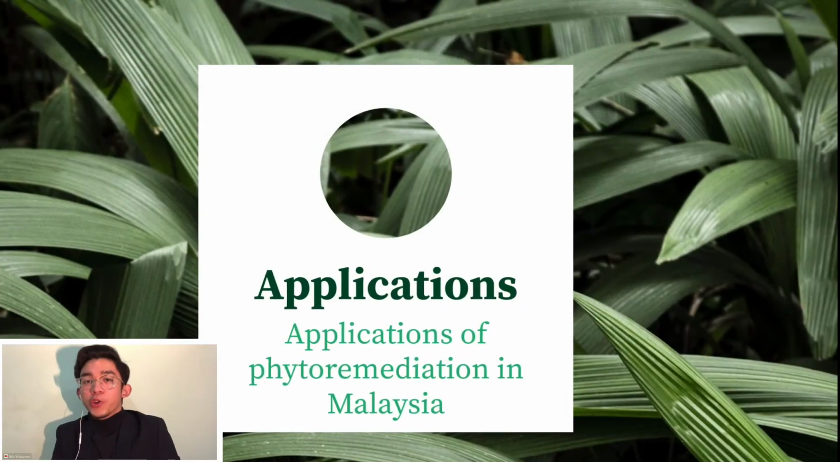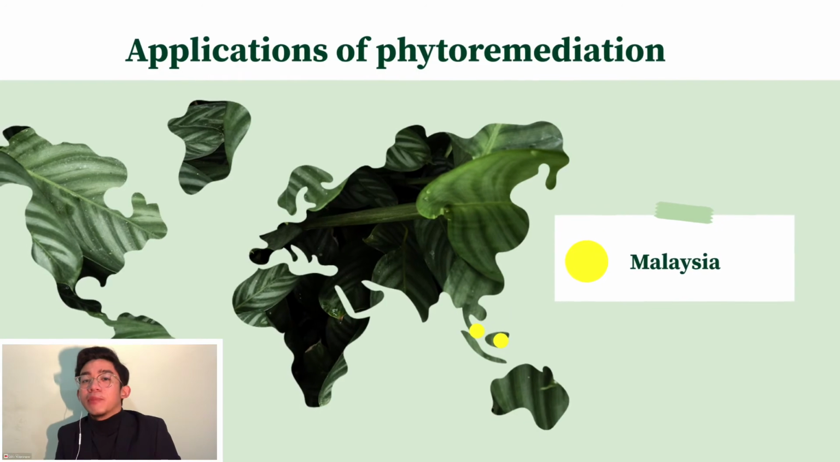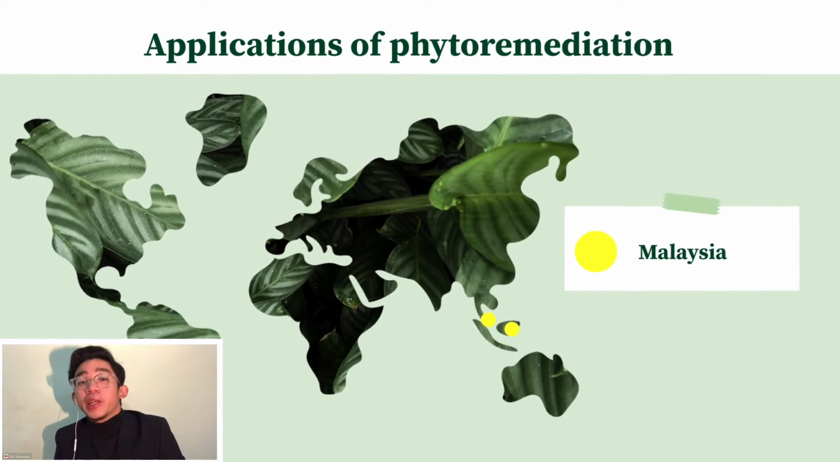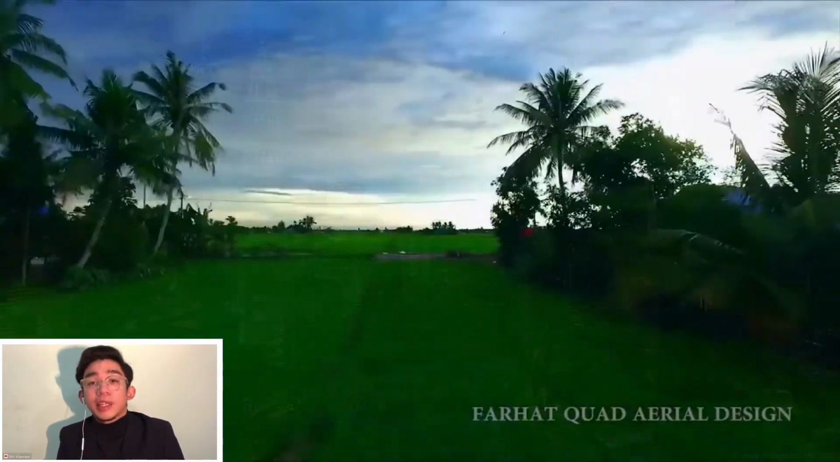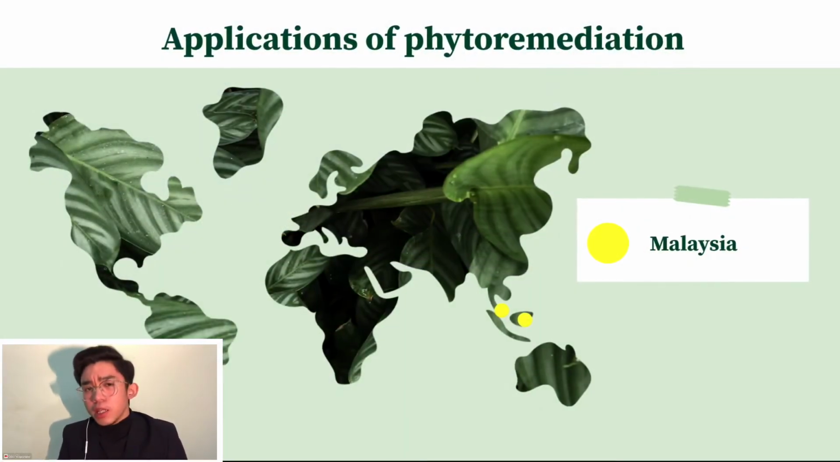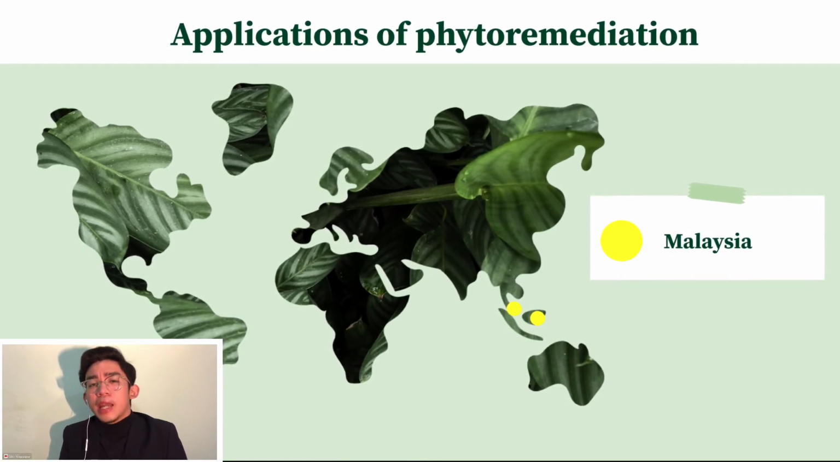Now we will proceed to the applications of phytoremediation, especially here in Malaysia. Malaysia is known as a developing country in terms of its industrial and agricultural sectors. So, phytoremediation is necessary to make sure that pollution in this country can be controlled.